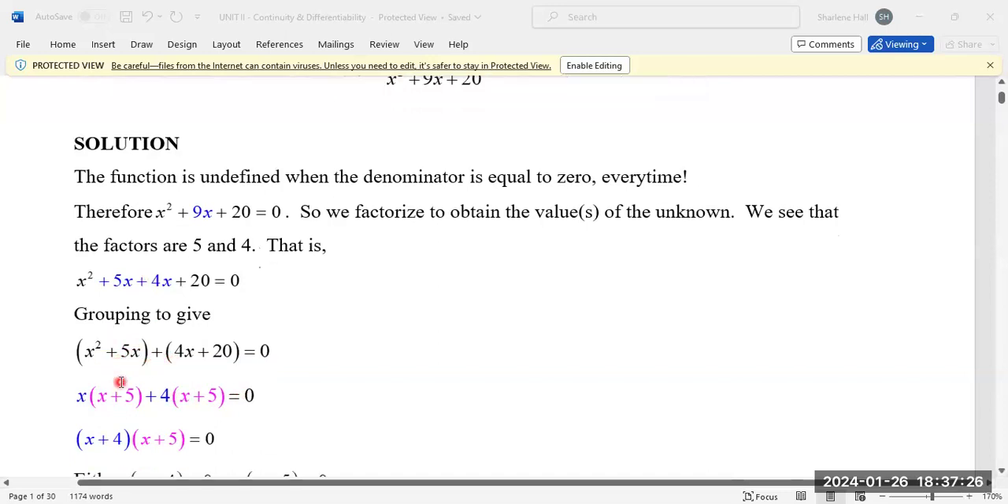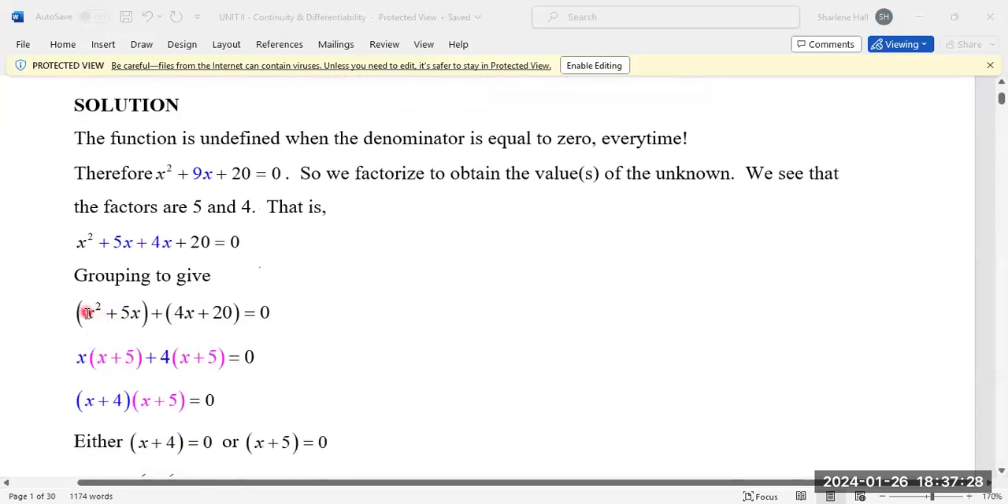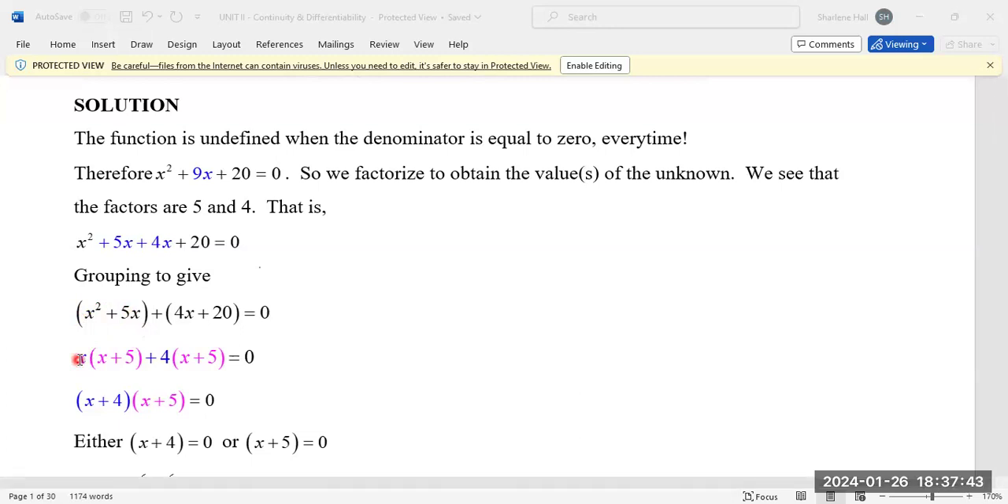I'm going to ask myself the question, what is common here? You'll recognize that x is common here and it's also common here. So I'm factoring out an x. Then I'm going to ask myself, what is left? When I factor out x from x squared, I'm going to have x remaining. When I factor out x from 5x, I'm going to have 5 remaining.